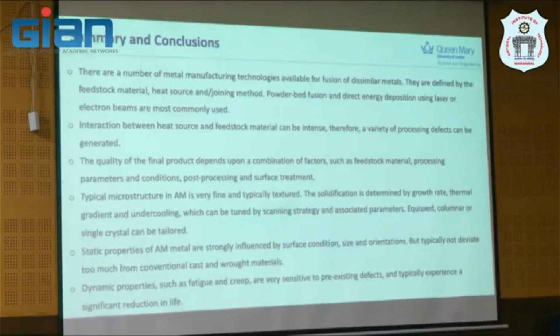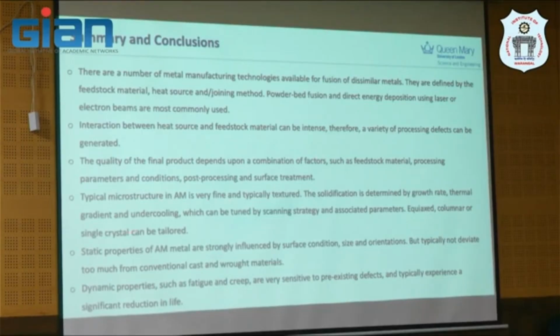Again, just to summarize this part before we go deeper, we are saying that there are a number of metallurgical manufacturing routes available for fusion of different similar materials. When I say similar, it means in situ alloying, welding, or many things. The feedstock, how to join it, whether powder bed or direct energy, using laser or electron beam, all matter. You need to understand the interaction of the heat source and the feedstock, and the quality of the final product depends on this combination of factors, which cannot be compromised, I would say.